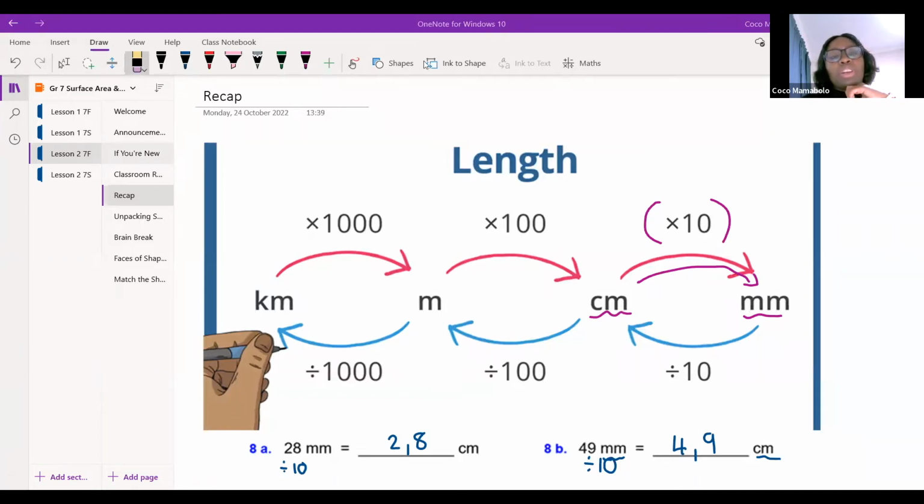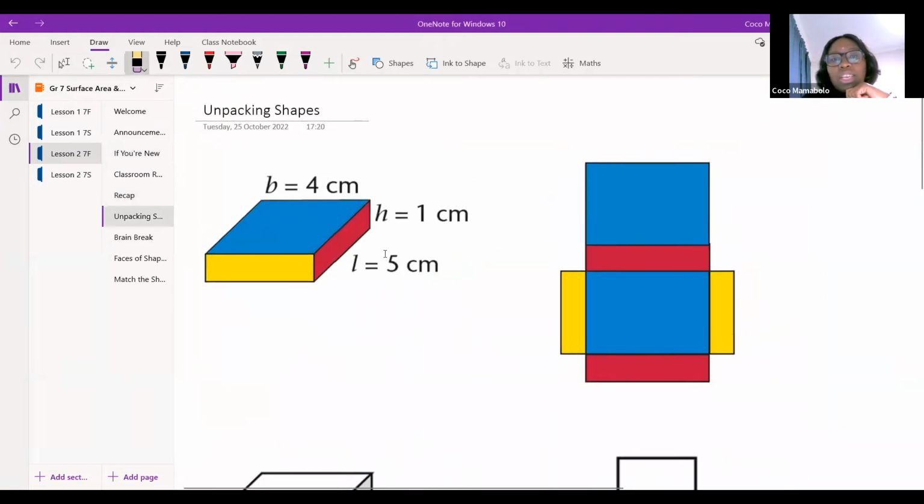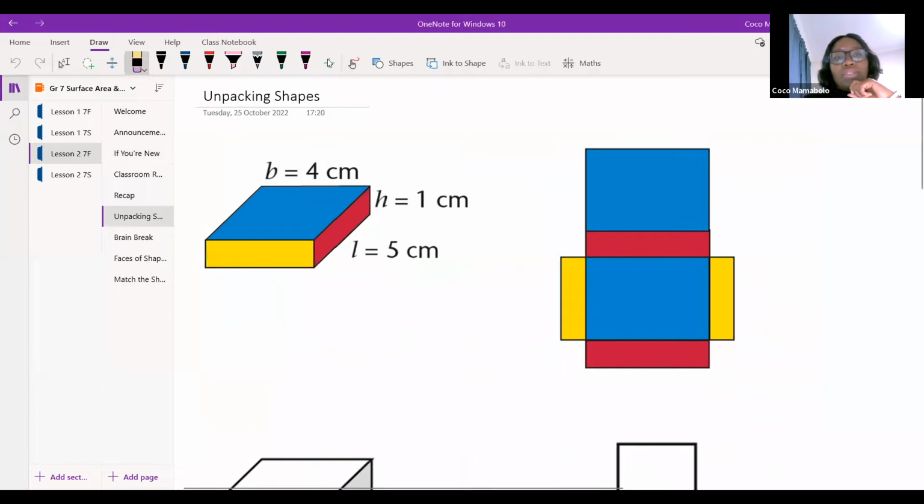So today we're going to be learning something new. We're going to be looking at unpacking shapes. And this is not the shape I wanted to show you guys. This is the shape I wanted to show you first. Now, this looks like a box. I wonder what kind of box we would say this was. What do you guys think? What would go inside a box like this?